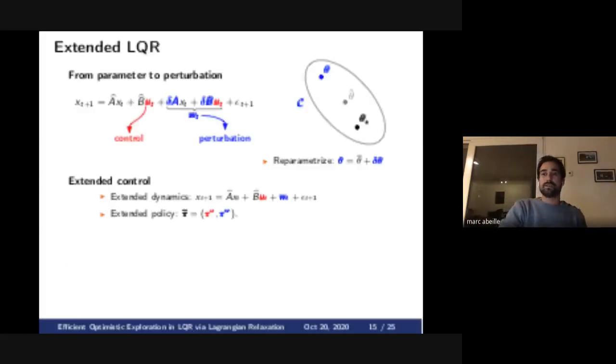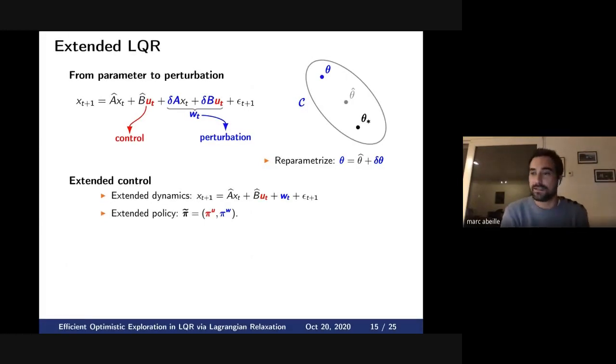Because what we obtain is an extended linear dynamic with two different kinds of inputs. So we have the original control U and the perturbation W, which is here to favor optimism. And this allows us to turn the optimistic search into a control problem where we seek an augmented policy pi tilde that addresses both the choice of the control, so that's the red component by U, and the choice of the perturbation, it's the blue component by W.